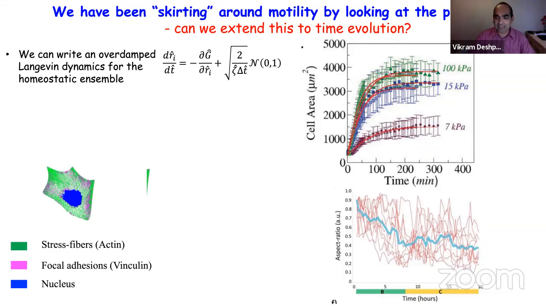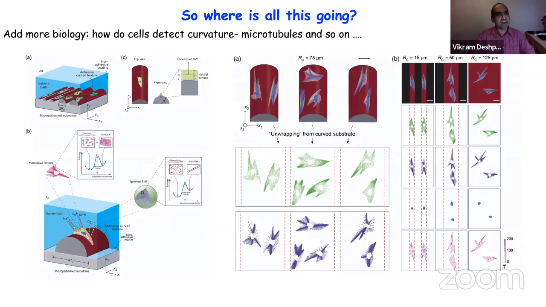So there's lots more that can be done in this direction. Where is all this going? The key is to add more biology. We added only stress fibers, focal adhesions, and some cytoplasm elasticity and substrate elasticity. The question is, cells can detect curvature. You basically can't detect curvature unless you add microtubules into the biology. So that's the game that we are playing: you have to add more biology into the models of the cell to capture the features.